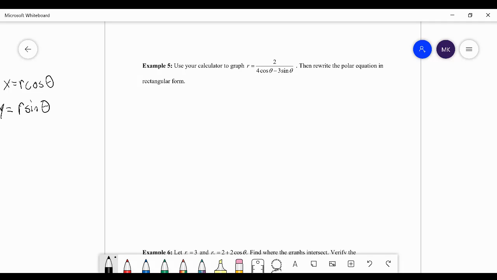The easiest way to do that is to first get rid of these fractions. No one likes a fraction. So we're going to take our equation, r equals 2 over 4 cosine theta minus 3 sine theta, and I'm going to multiply both sides of this equation by 4 cosine theta minus 3 sine theta.